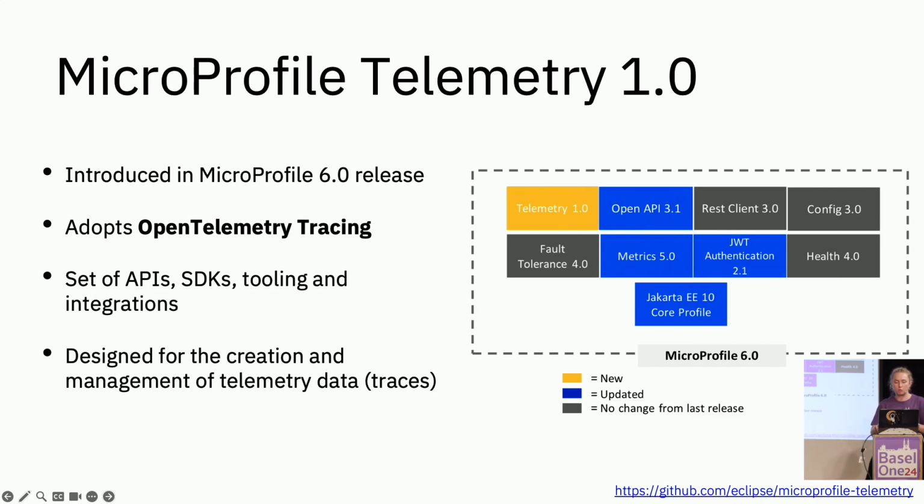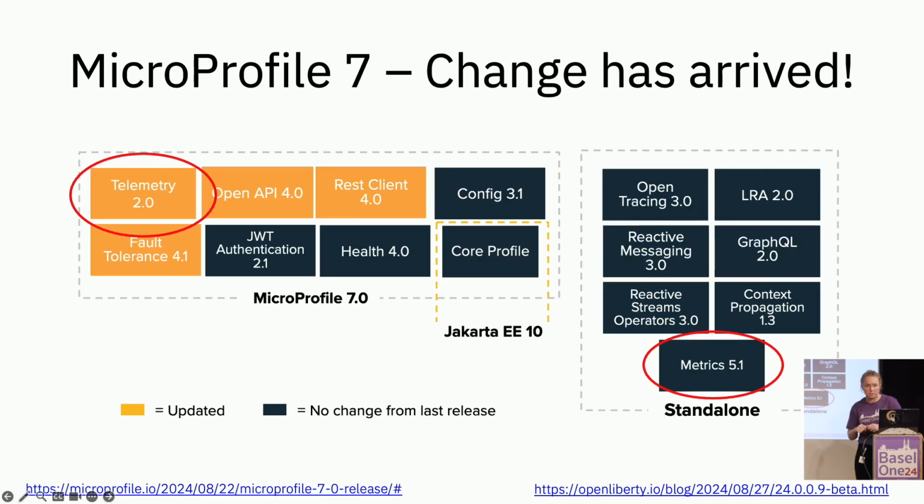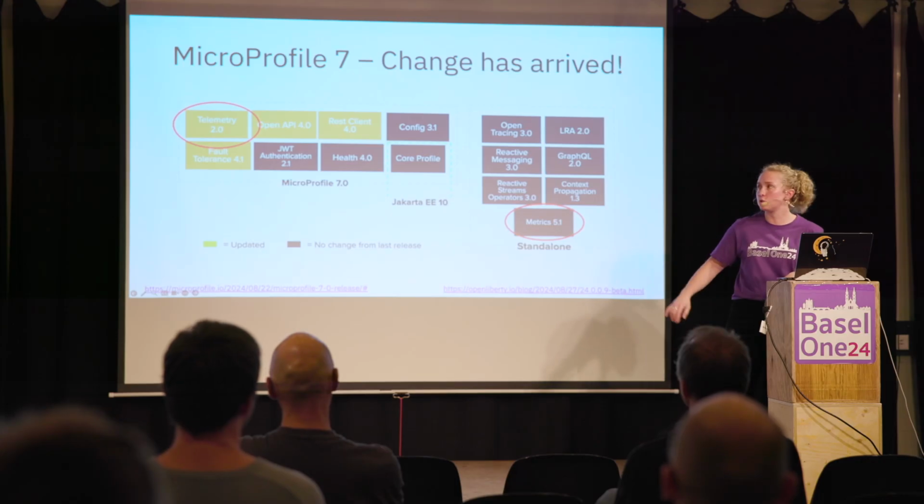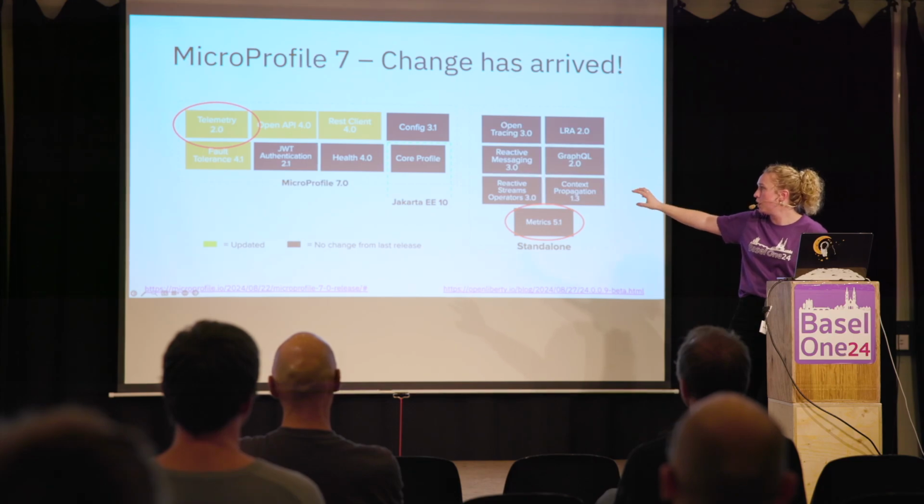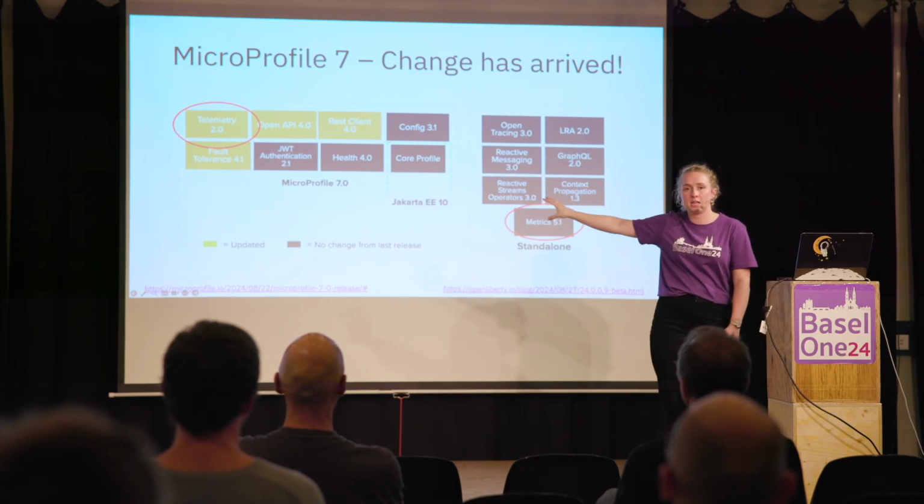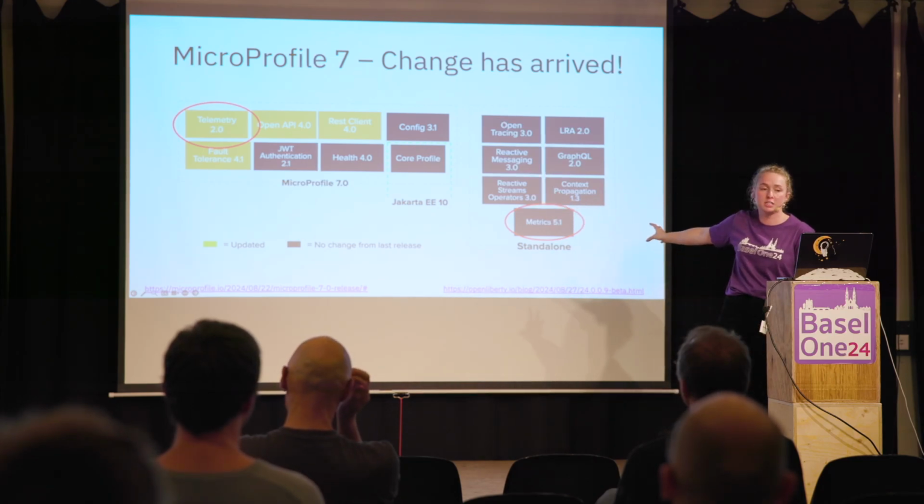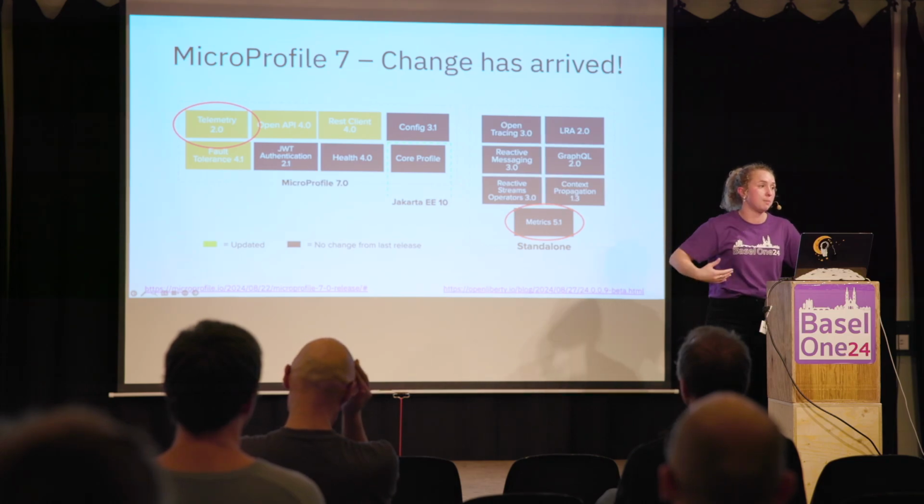But there has been some recent changes. So MicroProfile 7 literally came out on August 22nd, and at the moment it's only available in the Open Liberty beta, so it is pretty new, and it's quite exciting. There's been some significant changes that have occurred, so for those who do know MicroProfile, hopefully this is some new information for you. What's occurred is we've now got Telemetry 2.0, and Metrics, which was in the standard stack, has now moved over and is a standalone project aimed to be deprecated.